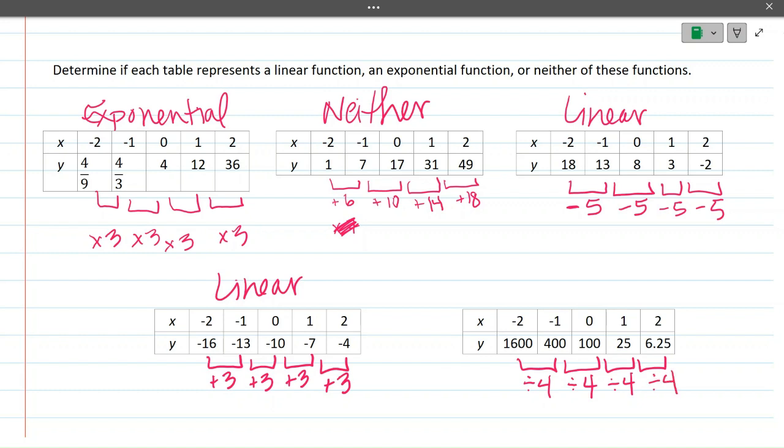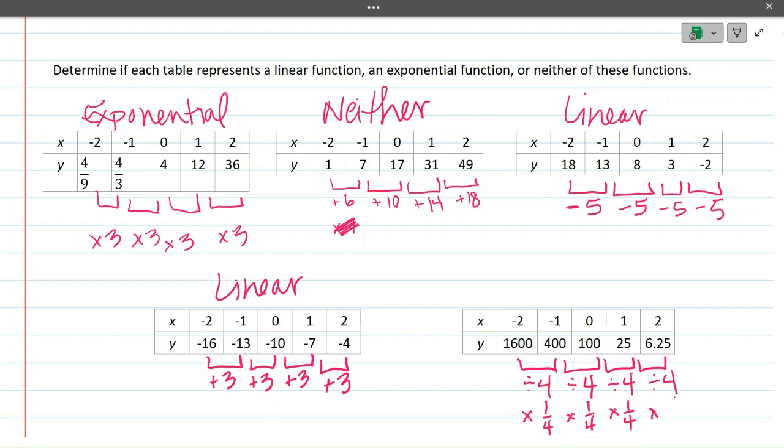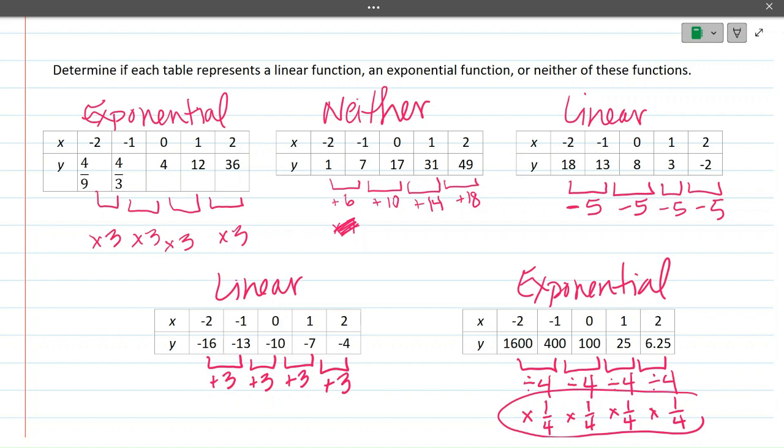So I've got division by 4, but I want to think mathematically. I'm going to use my number sense. I know that dividing by 4 is the same as multiplying by 1/4. So if I multiply 1600 by 1/4, I get 400. 400 times 1/4 is 100. It's the same as dividing by 4. That means that 1/4 is my common factor, and this table represents exponential decay. We're getting smaller, and this one is exponential growth, okay?